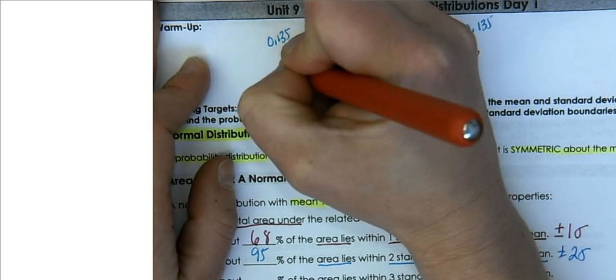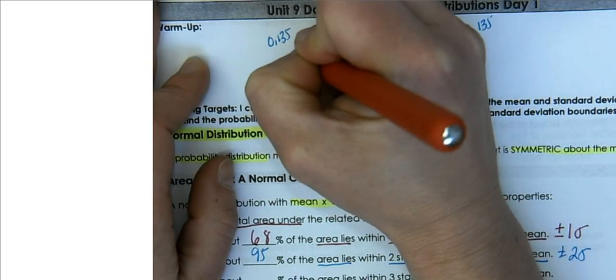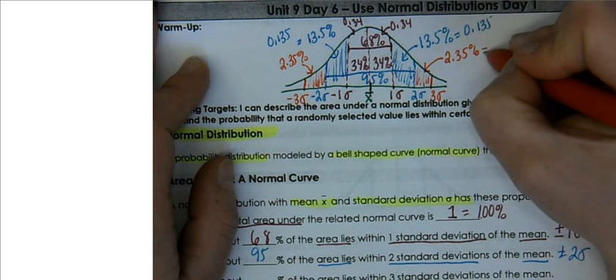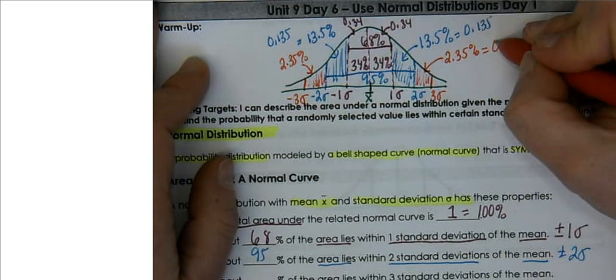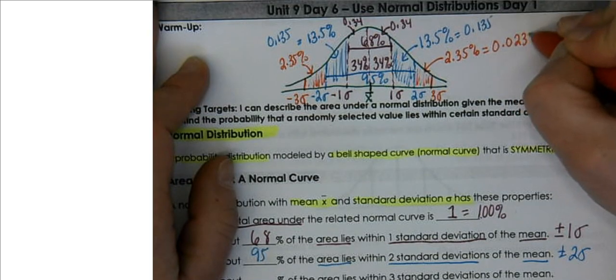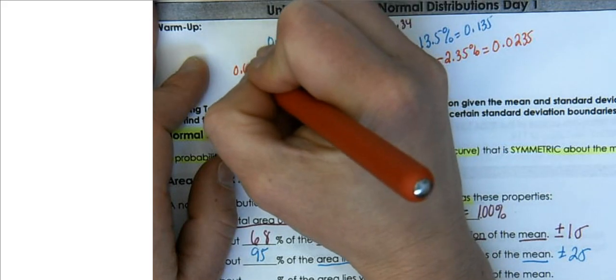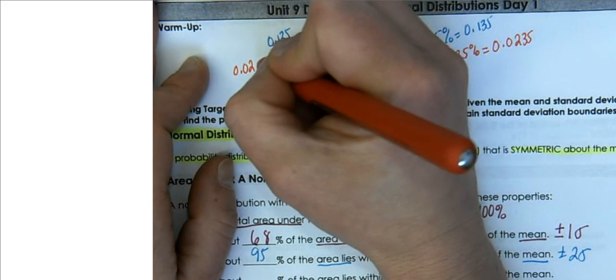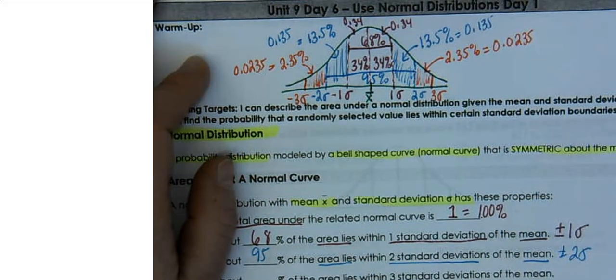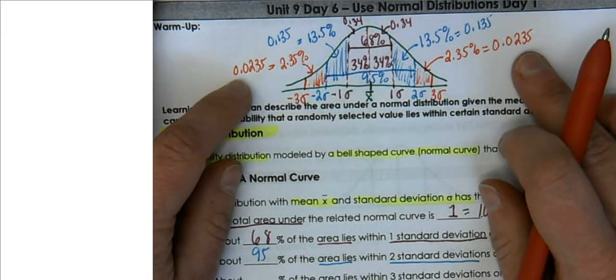So this is 2.35%. And if we wanted to represent it as a decimal, that would be 0.0235. And I need you to know both the percent as well as the decimal. Please be very careful when you are writing these as a decimal. We need to have that 0 that is inserted.